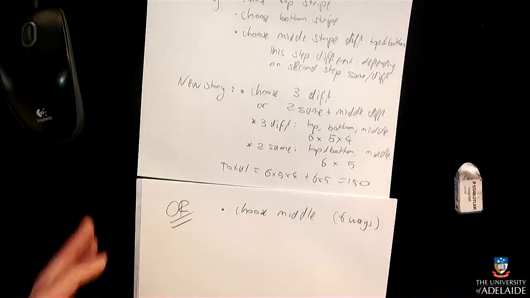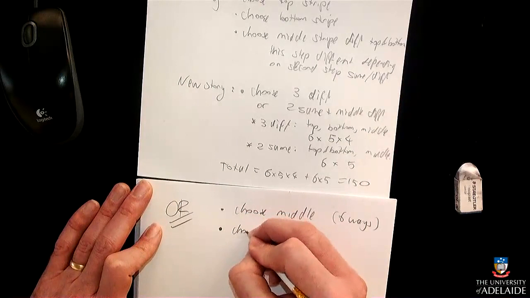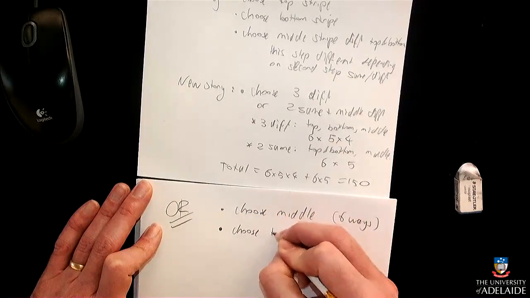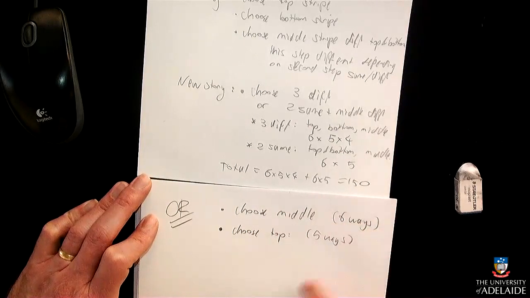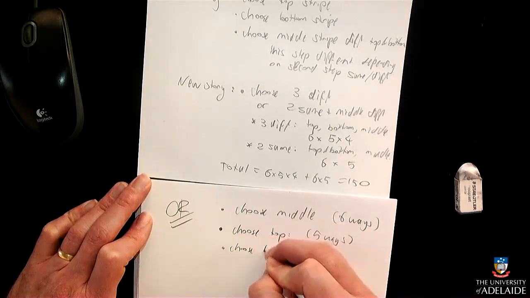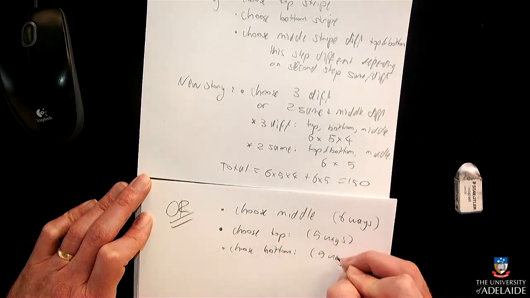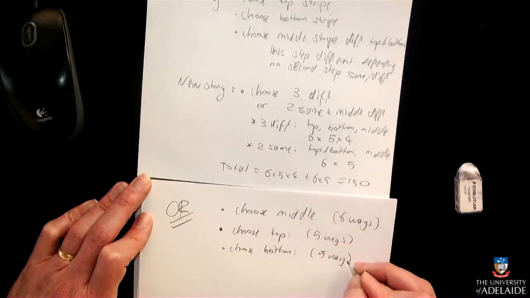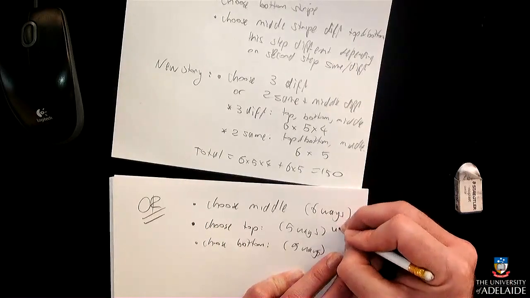Choose my middle one, which happens in 6 ways. Choose the top, of which there are 5 ways now, because I can't use the colour that's already chosen for the middle one. And then choose the bottom, which is still 5 ways, because I'm allowed to choose the same colour for the bottom as the top, but I'm not allowed to choose it to be the middle. So there's still 5 colours left, because we already used a colour.